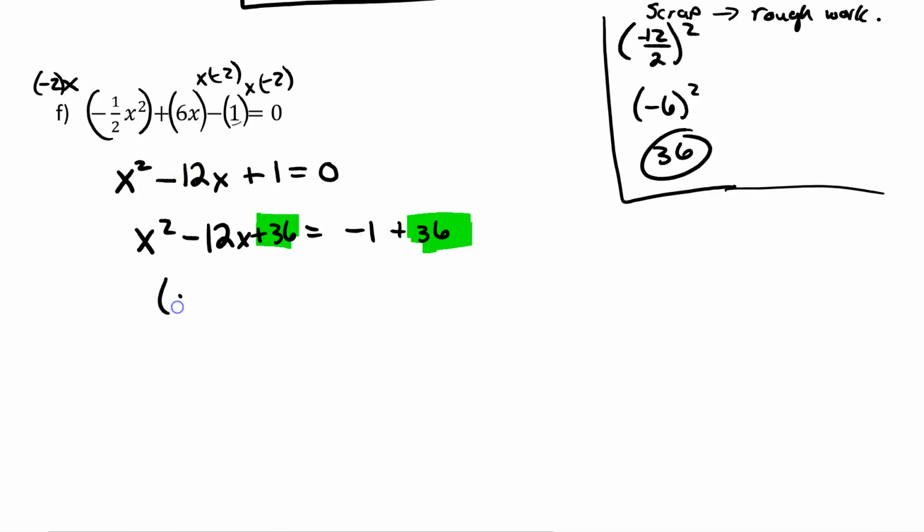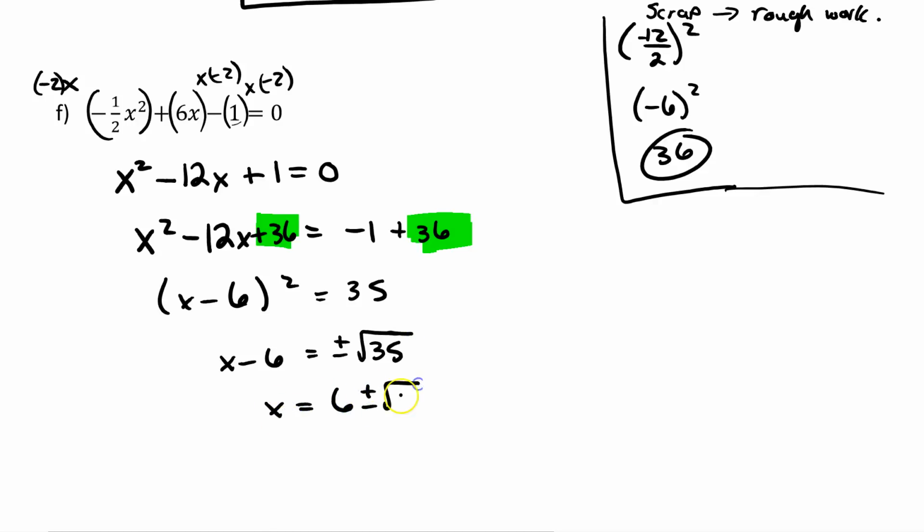So then I say x minus 6 squared equals 35. X minus 6 is plus or minus root 35. X equals 6 plus or minus the square root of 35, and we are done.